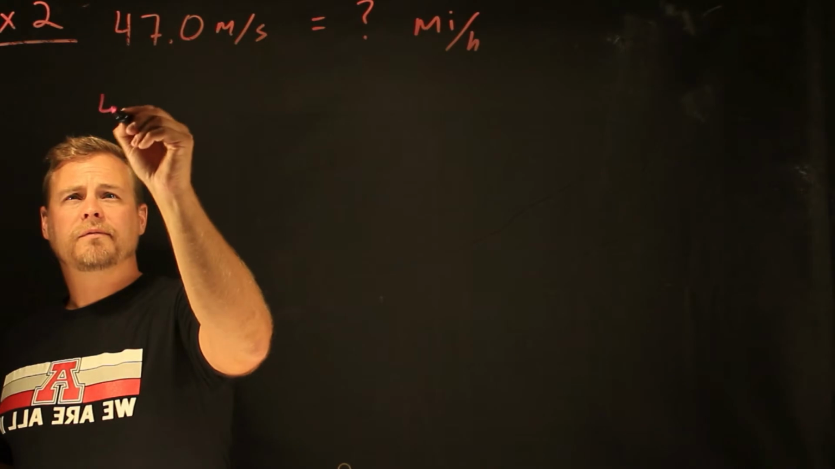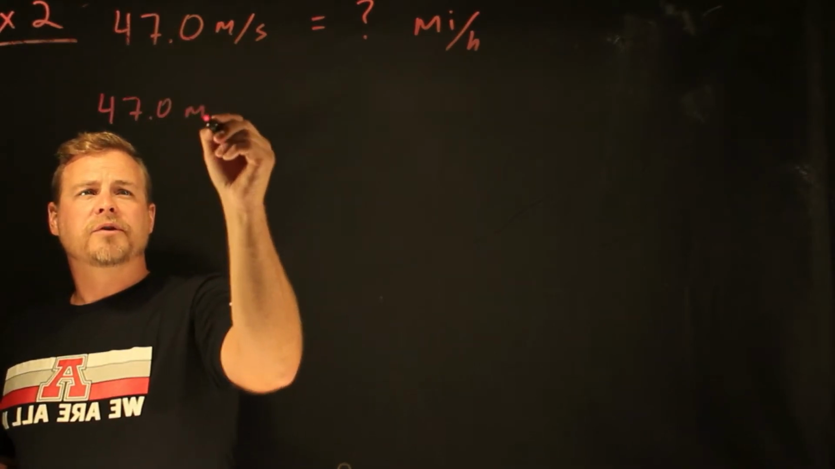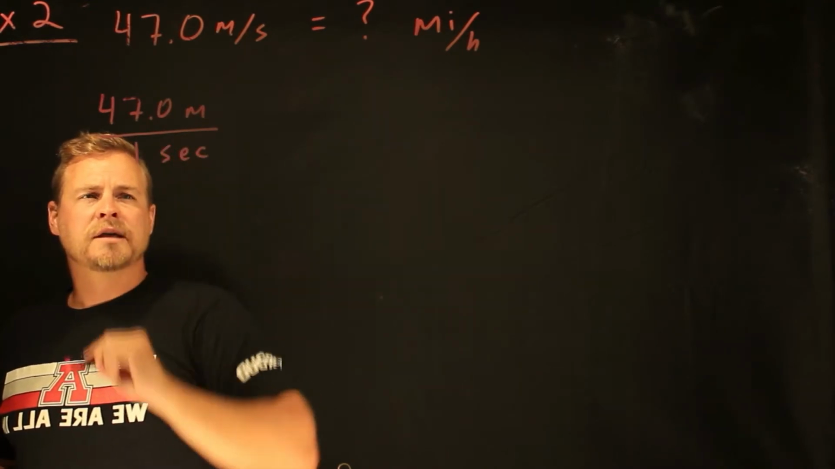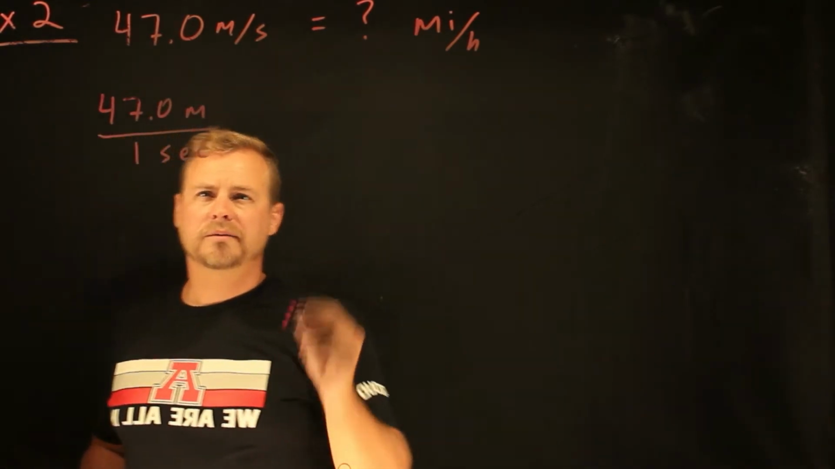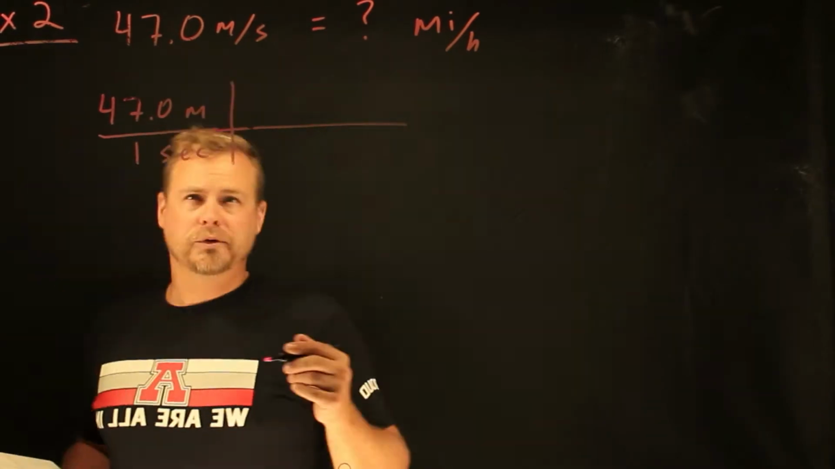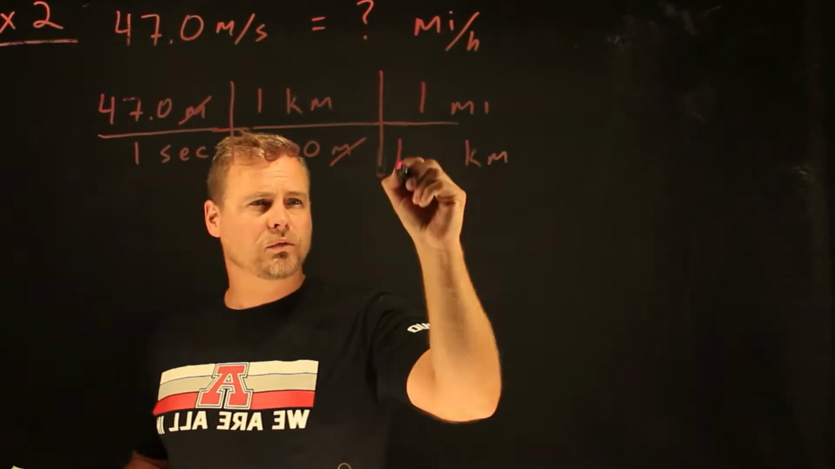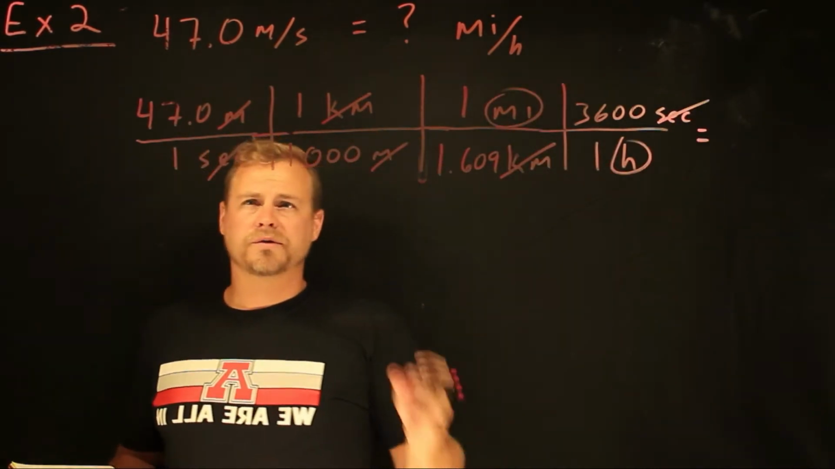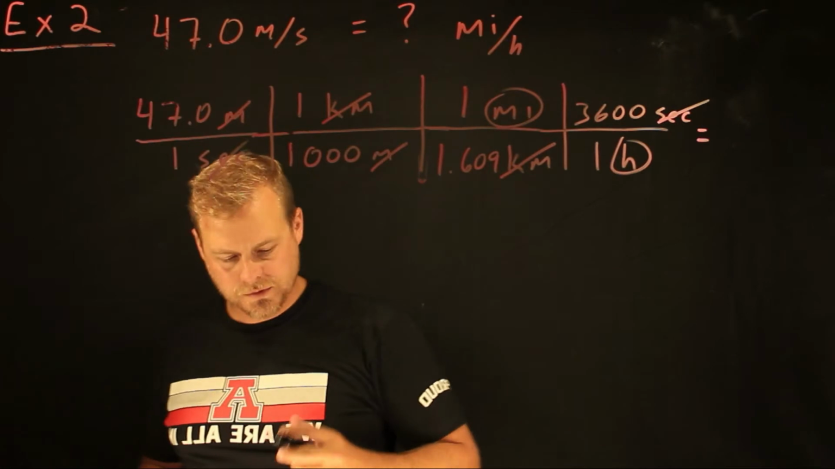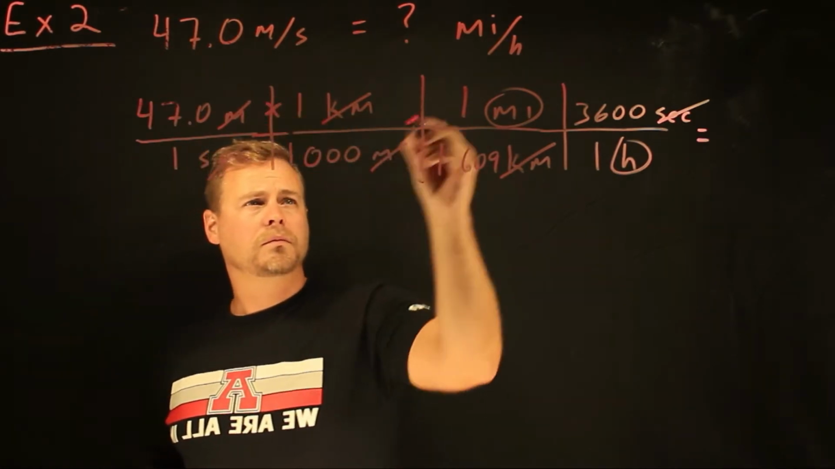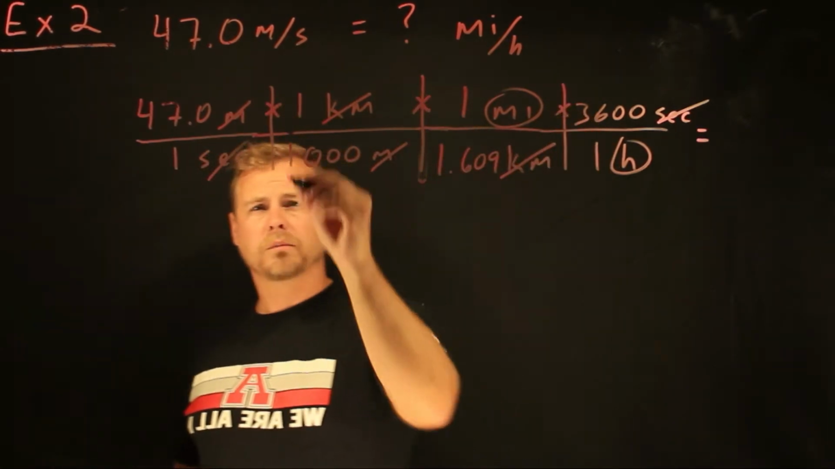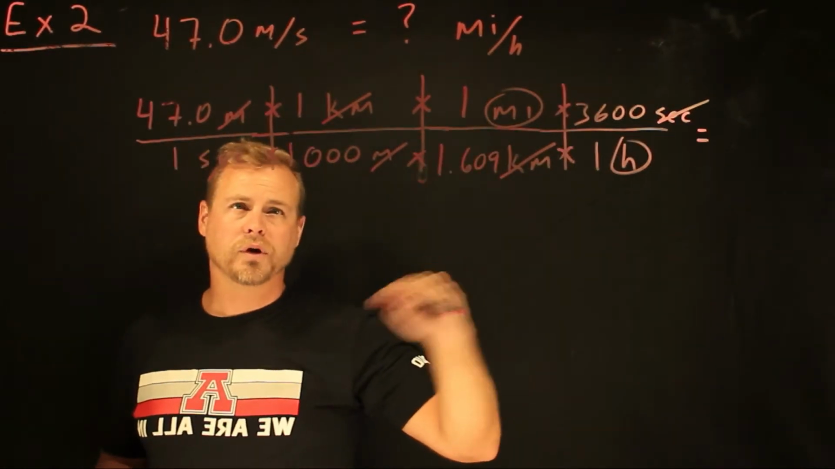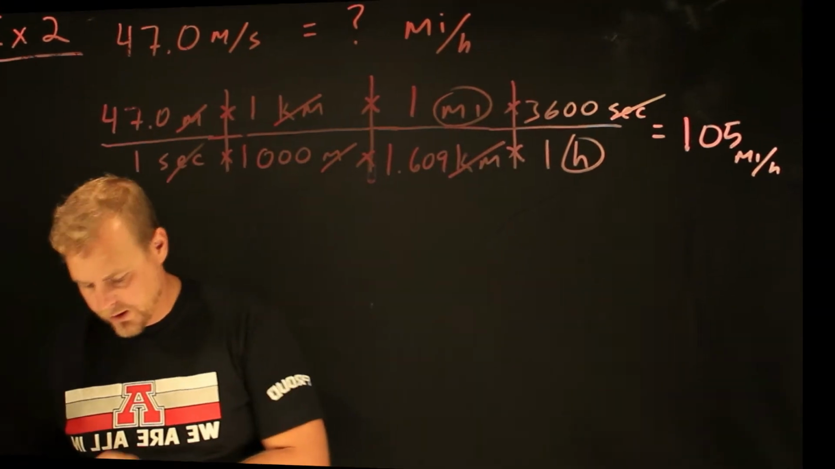So I start out with what I have, 47 meters. I'm going to write this a little bit differently in 1 second. That'll help me see the tops and the bottoms, and we'll do train tracks this time. And then the only thing you have to do now is you're going to multiply across the top. You're going to multiply across the bottom, and then you'll divide those two numbers, 105 miles per hour.